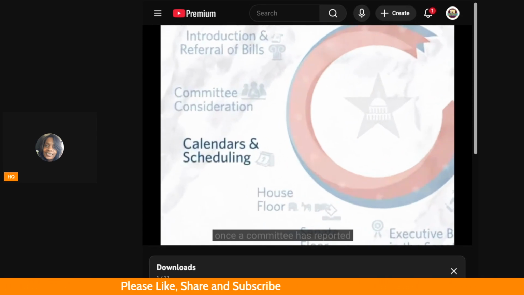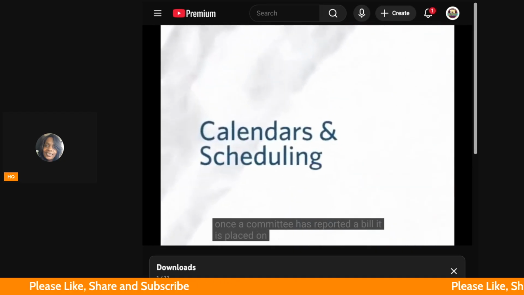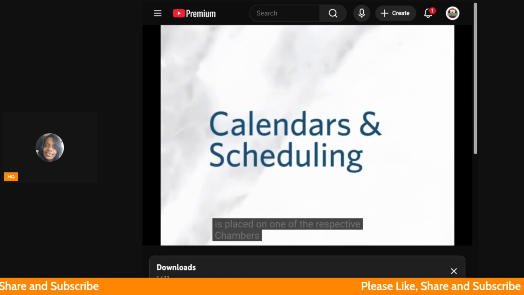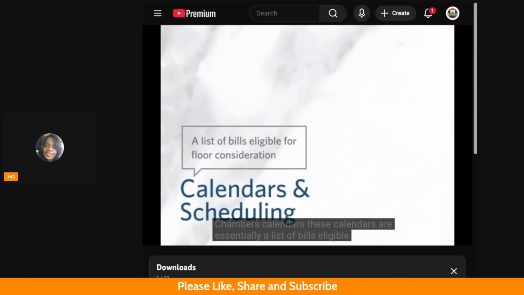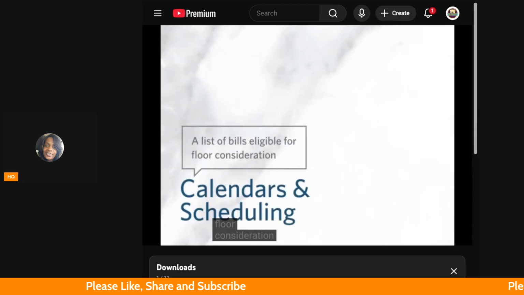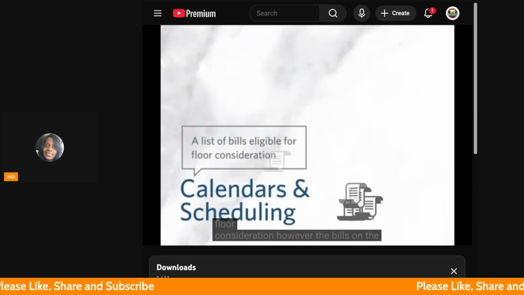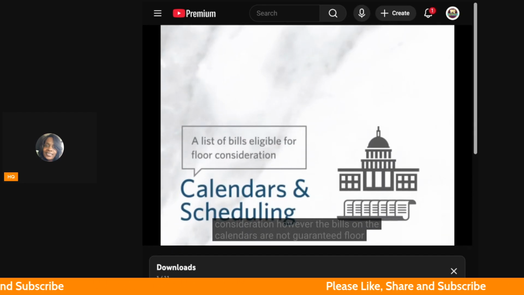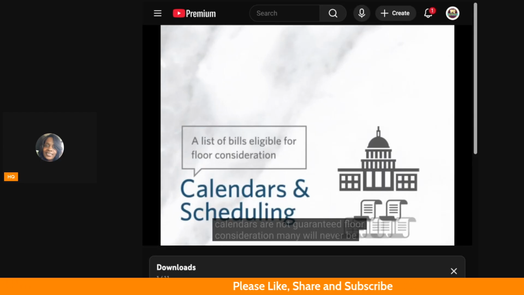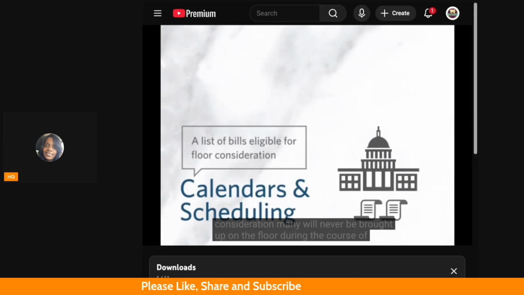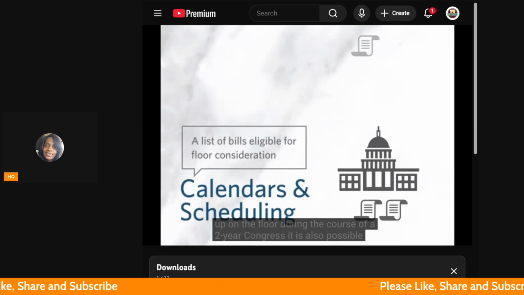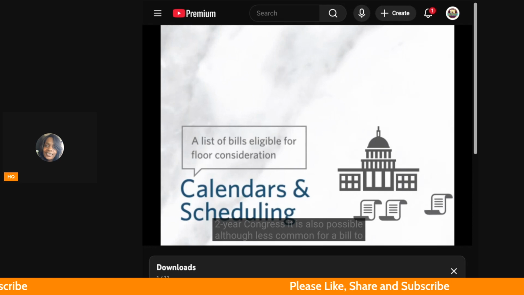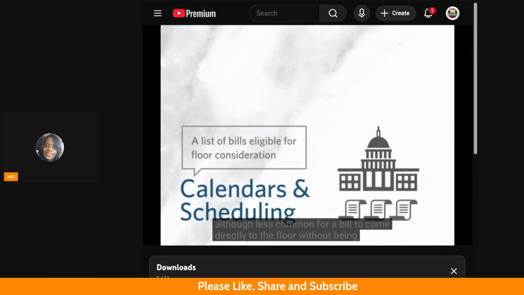Once a committee has reported a bill, it is placed on one of the respective chambers' calendars. These calendars are essentially a list of bills eligible for floor consideration. However, the bills on the calendars are not guaranteed floor consideration. Many will never be brought up on the floor during the course of a 2-year Congress.